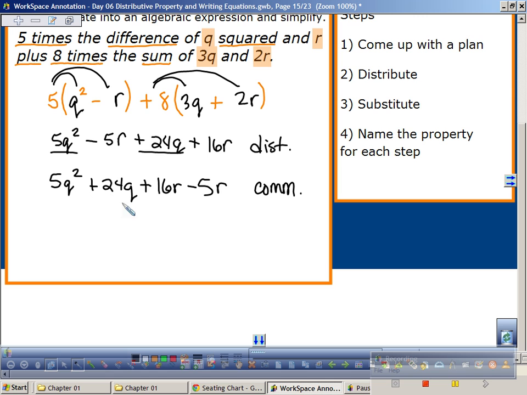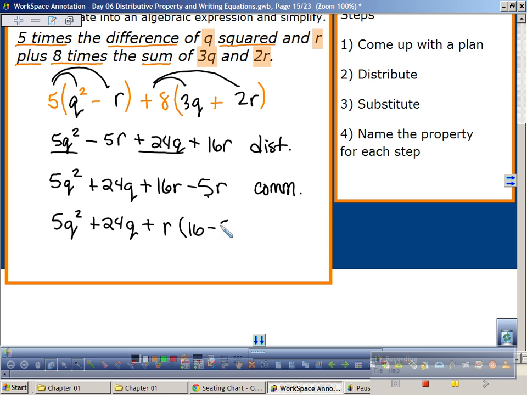Okay, now I'm going to group these two together right here, right? And these two can't be grouped because they're not the same thing. This is q squared. This is q. So let's just rewrite that. 5q squared plus 24q plus, what do these two have in common? They both have an r. Let's factor an r out. What are we left with?